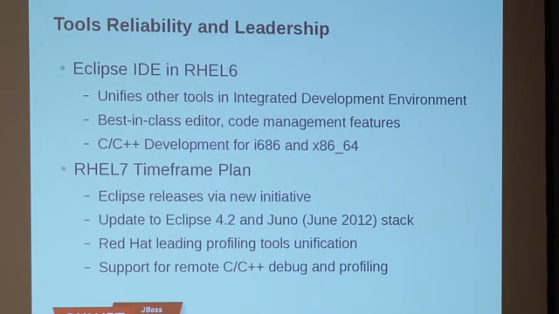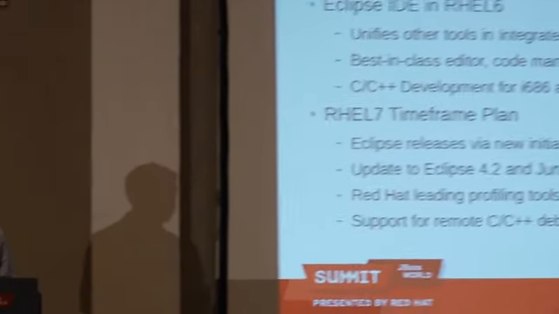All of these tools that we provide are unified in RHEL 6.3 in the Eclipse IDE. It adds a best-in-class editor and some great code management features. And that's for C++ development for x86, 32 and 64. In the RHEL 7 timeframe, we're looking at releasing Eclipse via a different method, and I'm coming on to that in just a moment. But we'll also be updating to Eclipse 4.2 in the June 2012 stack, unifying the interface for some of the performance tools, and enhancing our support for remote C and C++ debug and profiling.